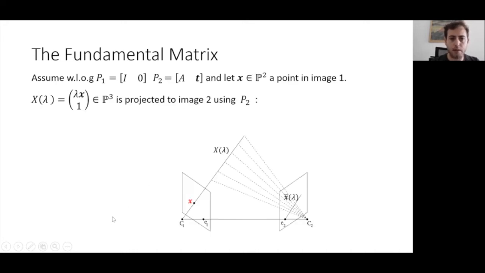Now we just need to project this 3D point parameterized by lambda to the point in image 2, which we call x bar as a function of lambda. So we just multiply this x lambda by P2. So we have P2 times x lambda, so it's A, T times x lambda, which is lambda A x plus T.